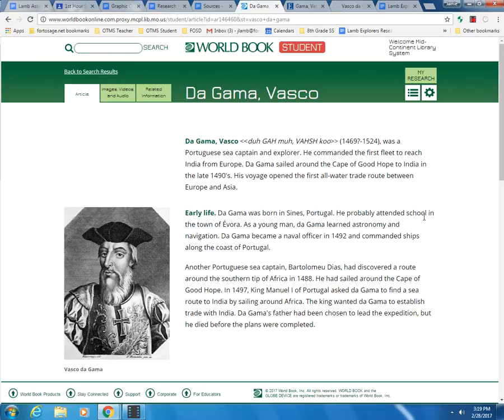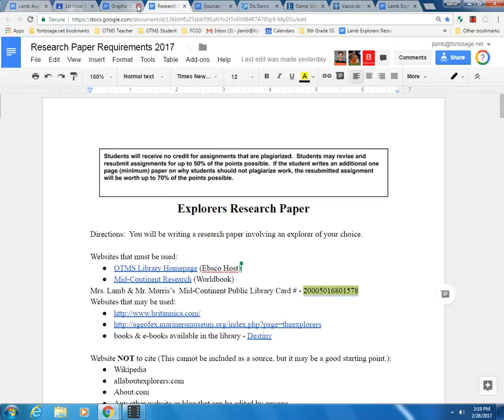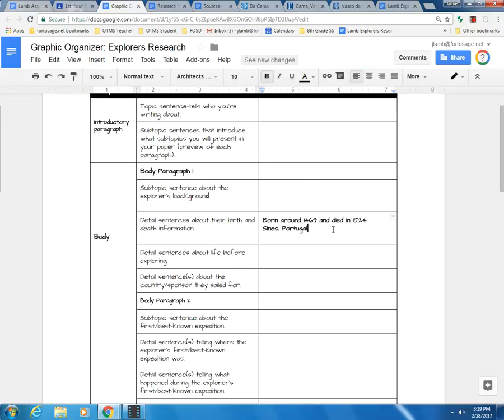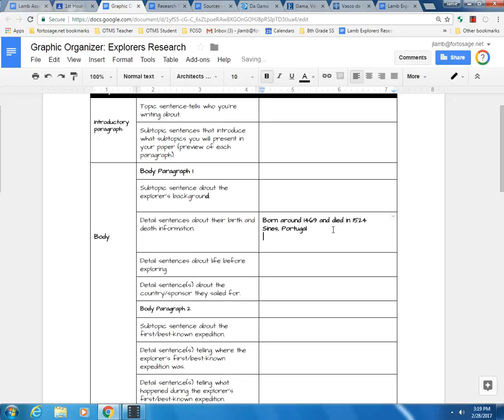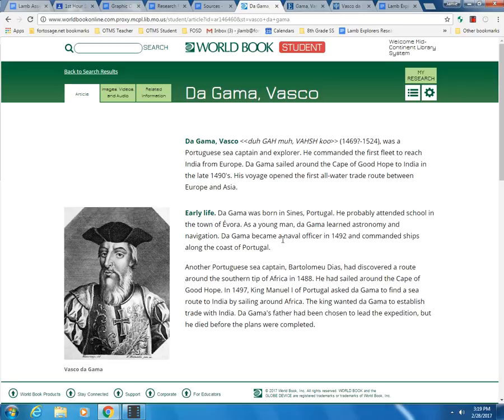And it talks about where he probably attended school in the town of Evora. It says, as a young man, da Gama learned astronomy and navigation. He became a naval officer in 1492 and commanded ships along the coast of Portugal. So this is the point where you are going to have to start putting things into your own words or just putting down facts, but they are not going to be typing exact sentences as you're reading them. So you might put, probably went to school at, and I think it said Evora or something.